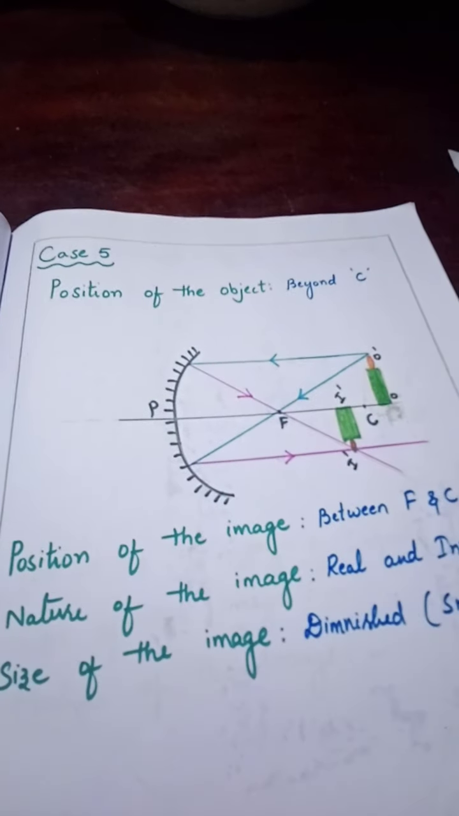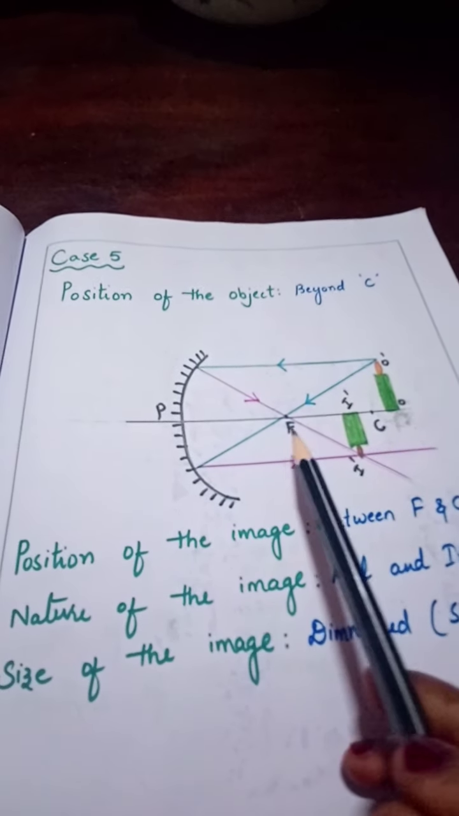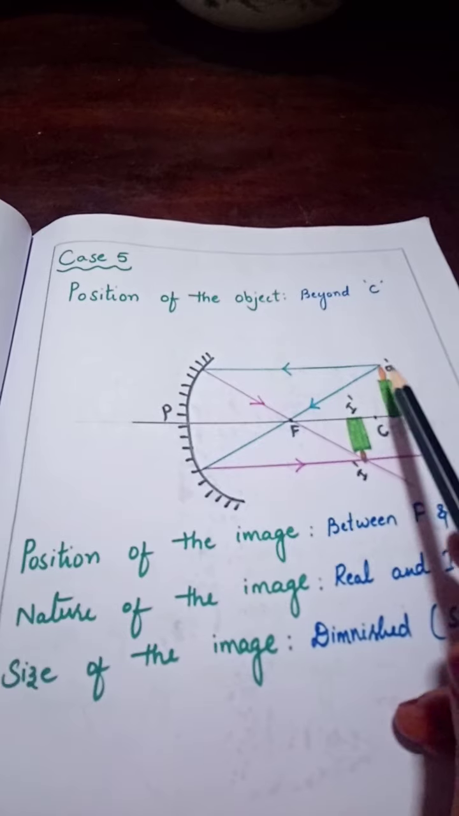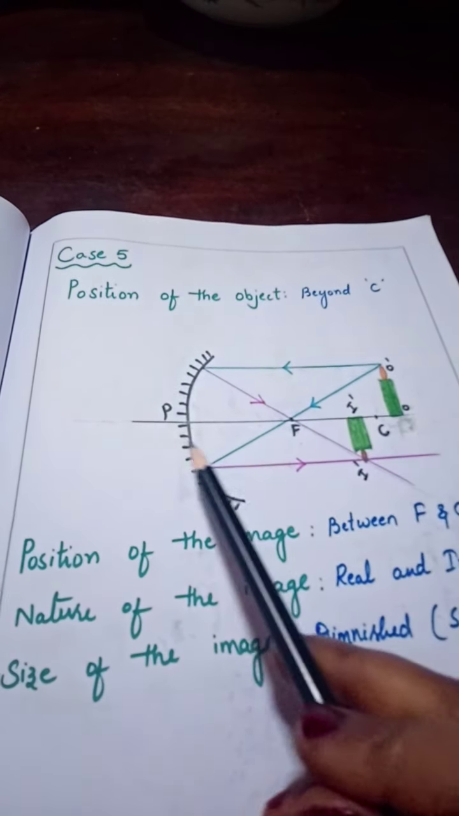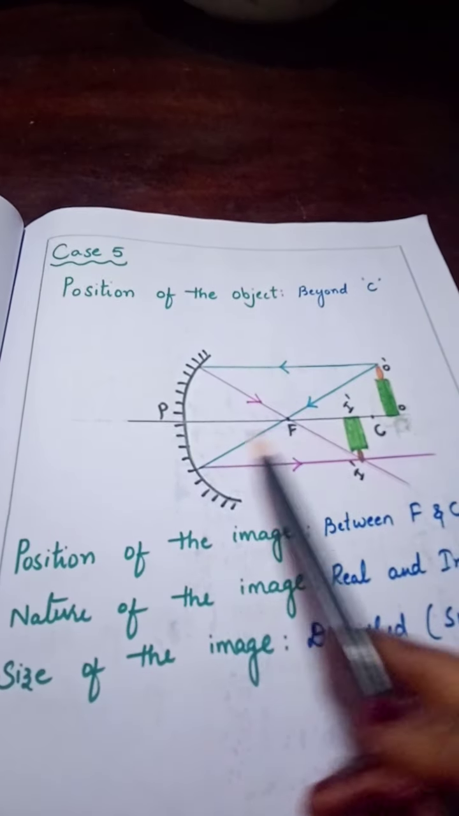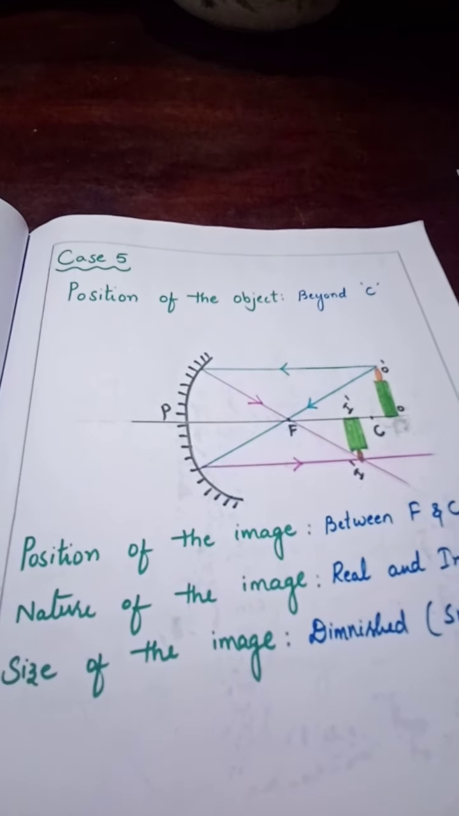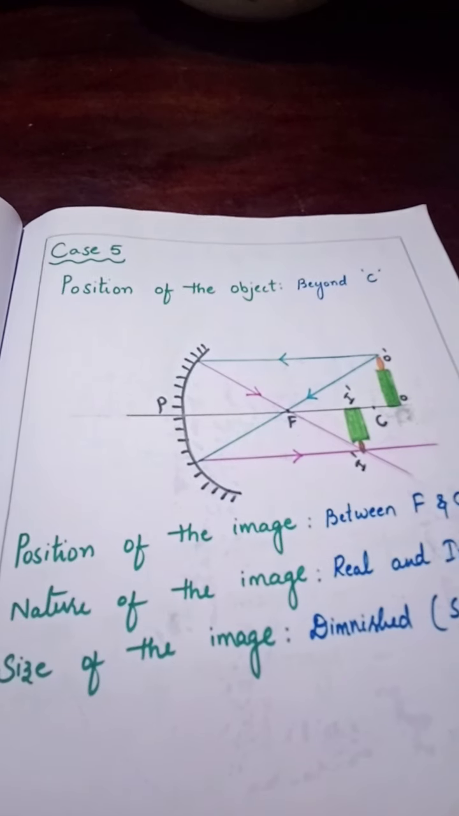I hope you understood. I repeat, if a distance is measured opposite to the incident ray direction, it should be considered negative. If the distance is along the incident ray direction, then we should consider it positive. This is our second rule.